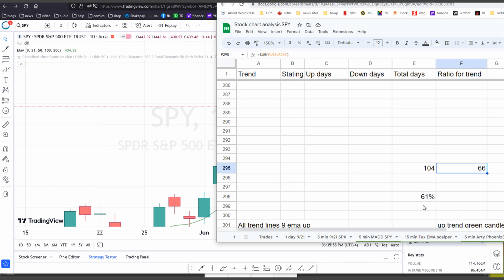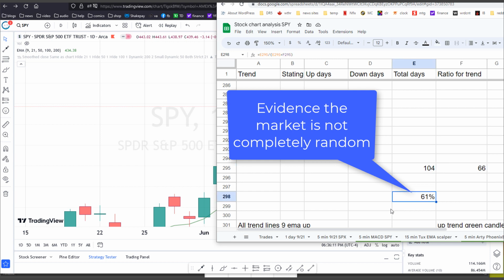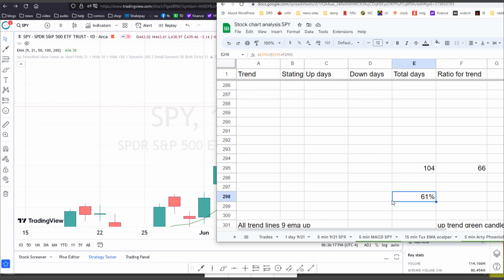So if the stock market's movement were completely random, then you would expect it to be more of a 50-50 split. But instead, we can see that actually 61% of the time, the market does go green the next day. And by green, I mean it goes up, not necessarily it's a green candle.